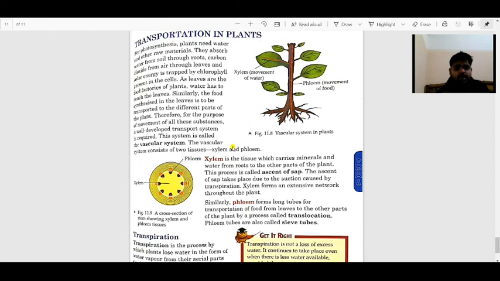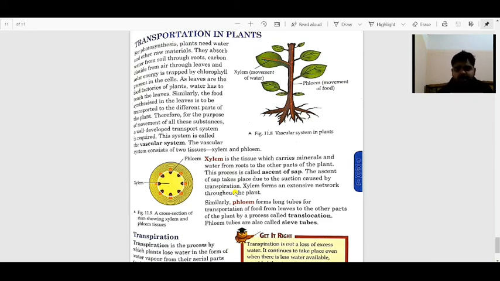Now, basically there are two types of tubes present in plants, right? If we cut a tree, you can see the cross section area. So this is xylem, the central yellowish portion, and the dark brownish part is your phloem. Xylem is primarily responsible for carrying water upward, so it is also called the ascent of sap.